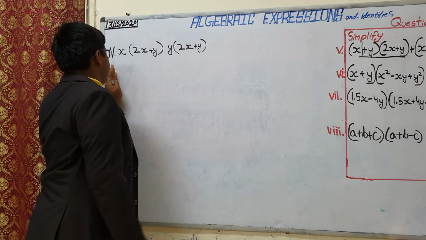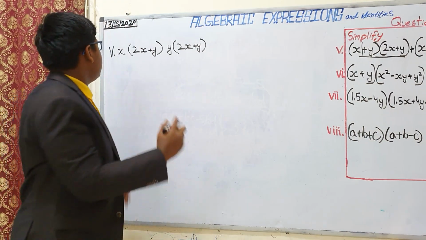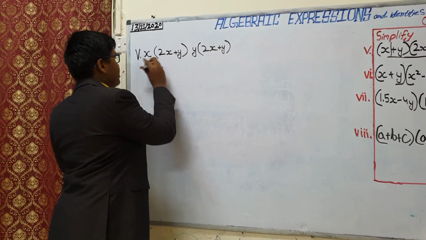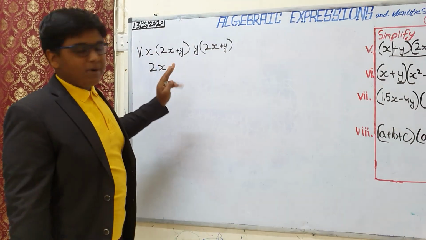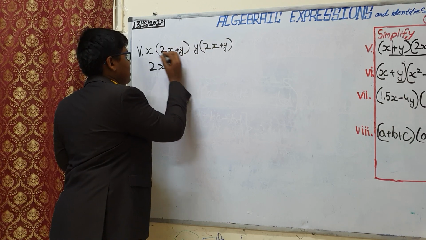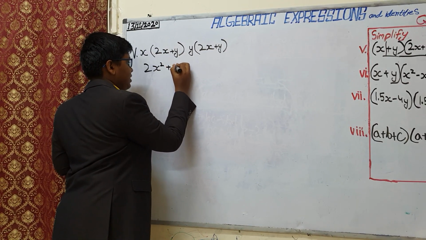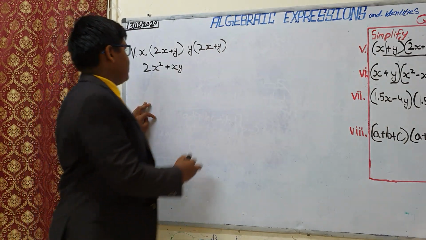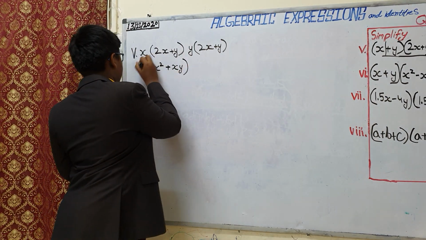So when we multiply it, 2 into x equals 2x. Then here x into x equals x, add the powers, 1 plus 1 equals 2. So x raised to the power 2. Then x into y equals xy. We have a positive sign here, so we'll put the positive sign here as it is. Then we have found the answer for the first one. We'll put it in the bracket for not getting confused.